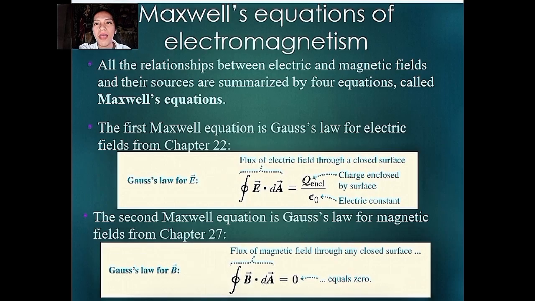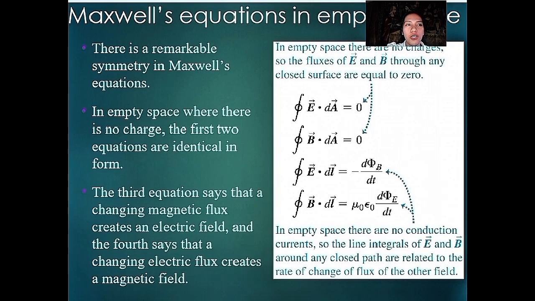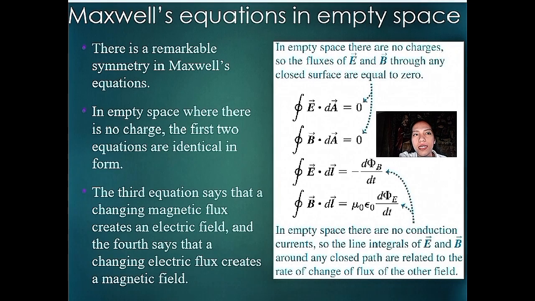Next slide is the Maxwell equations. Maxwell's four equations summarize all known relationships between electric and magnetic fields. They show that changing electric fields produce magnetic fields and vice versa. These equations unified electricity and magnetism into a single theory called electromagnetism.